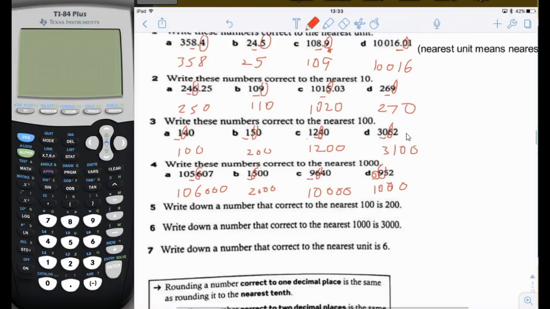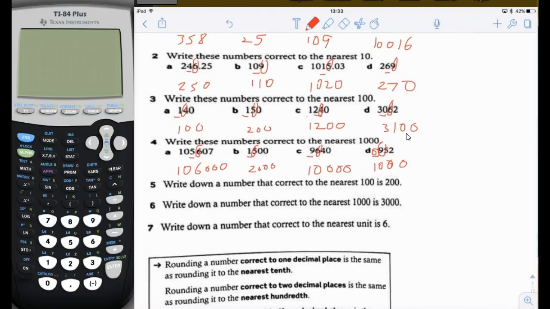Okay. Write down a number that is correct to the nearest one. Write down a number that correct to the nearest 100 is 200. So we could write down any number, like it could be 201, it could be 249. Right? It could be any number between 201 and 249. Write down a number that is correct to the nearest 1,000 is 3,000. So we could put, and for this problem, we could also put 199, right?